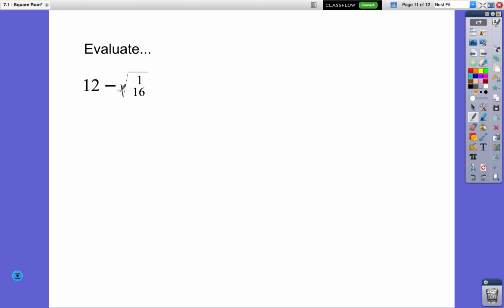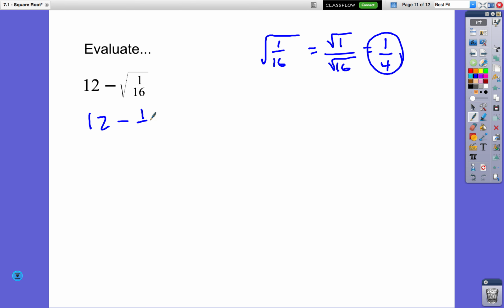But then what about this last problem? We've got a very similar situation. 12 minus the square root of 1/16. So this time let's think about it the same way. Let's start off by looking at it as 2 square root problems instead of 1. I can think of this as the square root of 1 over the square root of 16, which in this case does work nicely, because the square root of 1 is 1. 1 times 1 is 1. The square root of 16 is 4, so this becomes 1/4. So now I've got 12 minus 1/4.